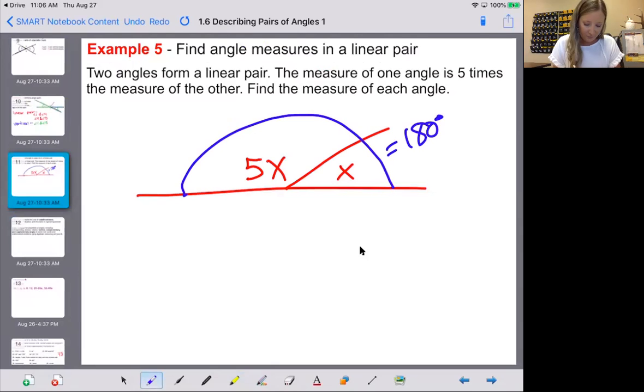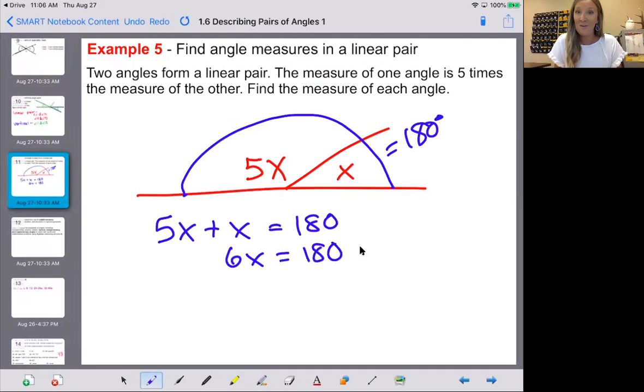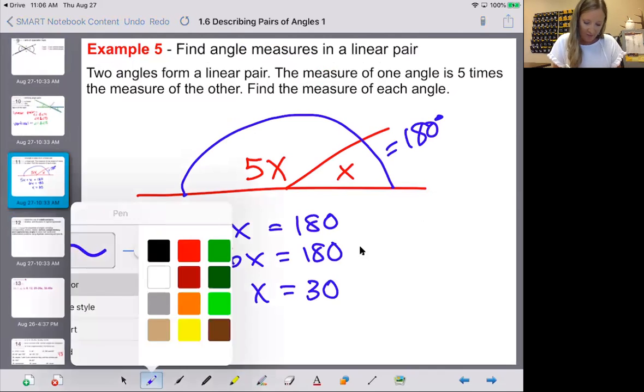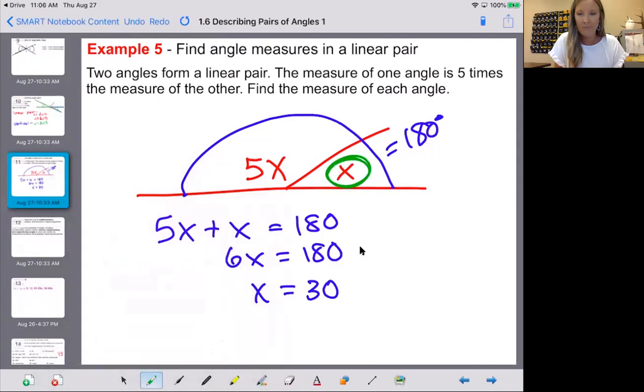Well, let's add them together then. 5x plus x equals 180 degrees, right? Okay, well, 5x plus x is just 6x. And then to solve for x, all we do is divide by 6. So x is 30. Sweet, super easy. So if x is 30, then I know this angle over here is what? 30, right? Okay, and then the other one is 5 times 30, which of course is 150 degrees. Okay, again, check your answer by adding them both together. 150 plus 30 equals 180, so you know you've done it correctly.